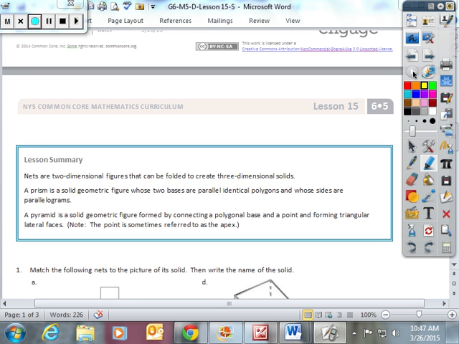Nets are two-dimensional figures that can be folded to create three-dimensional solids. A prism is a solid geometric figure whose two bases are parallel identical polygons and whose sides are parallelograms. A pyramid is a solid geometric figure formed by connecting a polygonal base and a point and forming triangular lateral faces. That is a lot of verbiage.